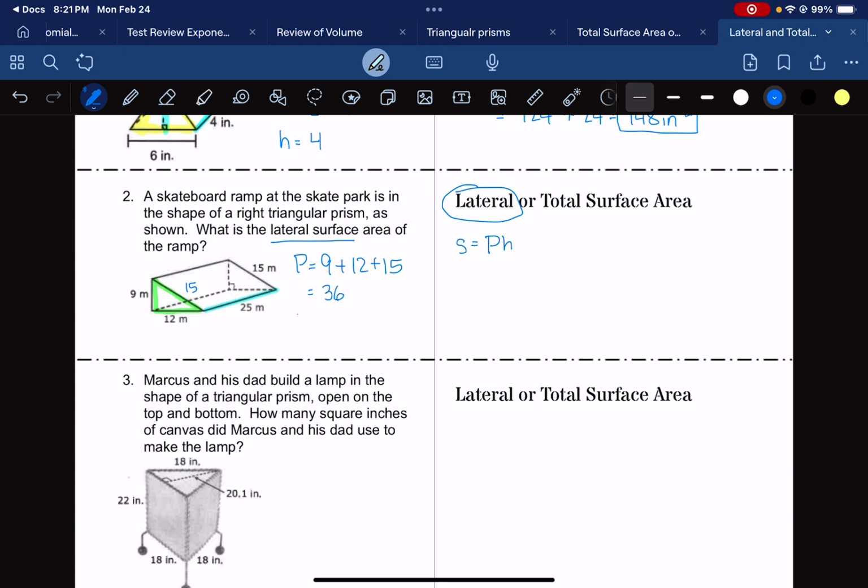Okay, and then the height that we need is the 25. So 36 times 25. Put that in your calculator. It's going to equal 900. And it would be 900 meters squared.